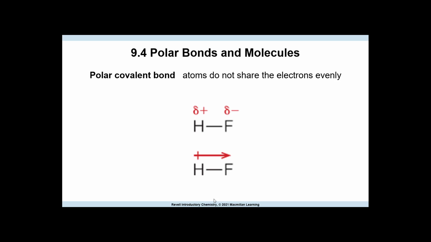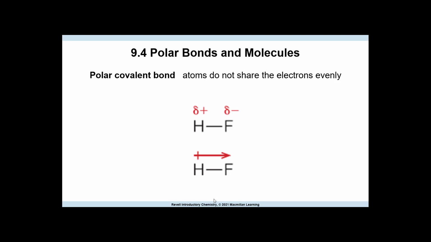So in the previous lessons, we described covalent bonds as electrons being shared between two atoms. However, electrons are often not shared evenly. For example, consider the simple molecule of hydrogen fluoride. The fluorine atom pulls the electrons more strongly than the hydrogen atom. So the electrons are, on average, closer to the fluorine atom than they are to the hydrogen atom. As a consequence, the fluorine atom has a small negative charge, while the hydrogen atom has a small positive charge.